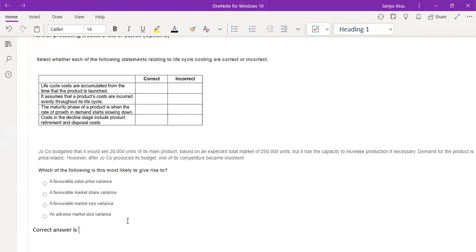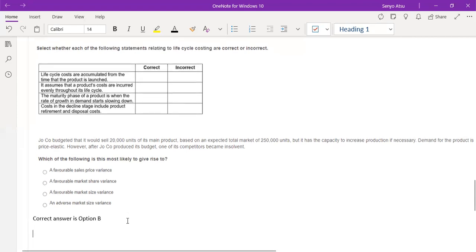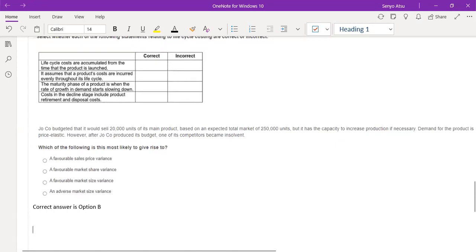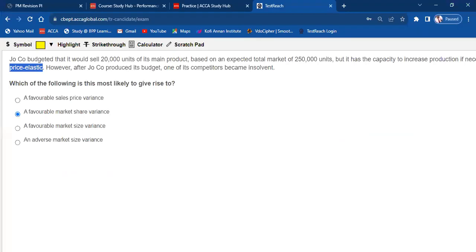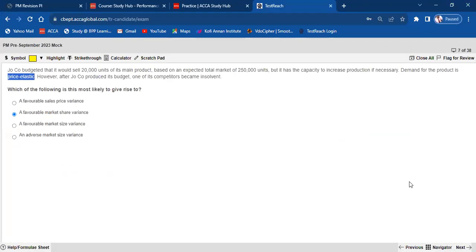Oh, did I say O? A. Sorry. We mean favorable market share. I'll go for option what? B. That's what we said. All right. Please refresh your minds quickly on all of this, all right? The breadth and length of the syllabus will be covered in objective test questions.